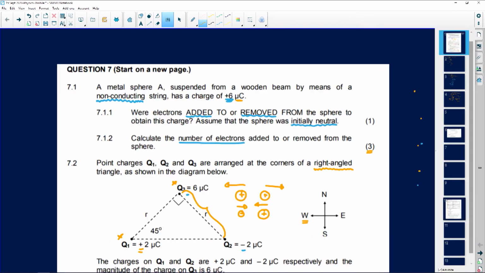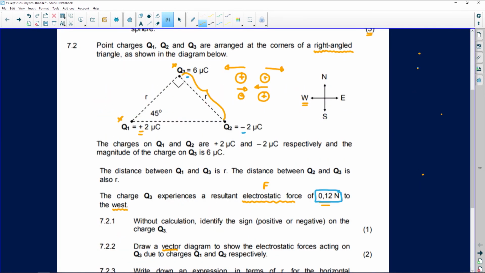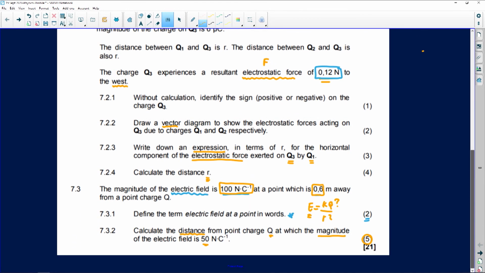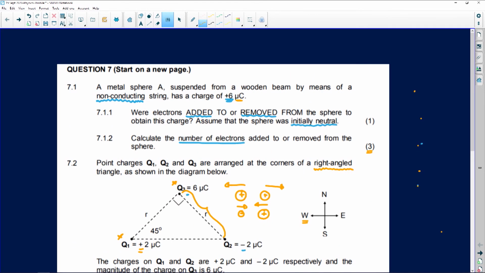So that is our last question, I presume. Let me see. Yes, that was our last question, and all of this was for 21 marks. It does look complicated, but it really isn't. It mixes a lot of things, but it really is easy marks.